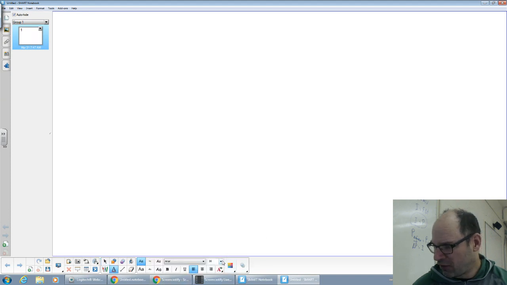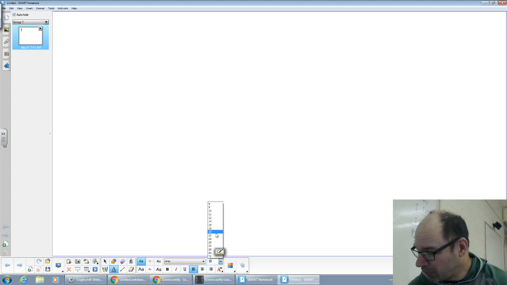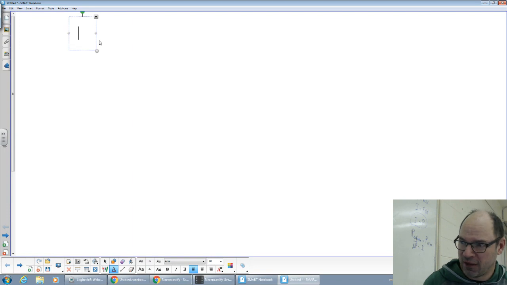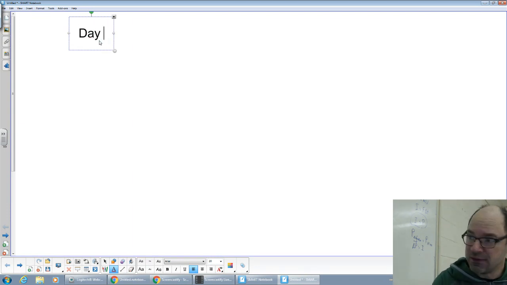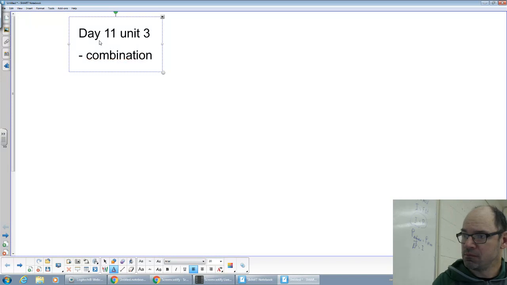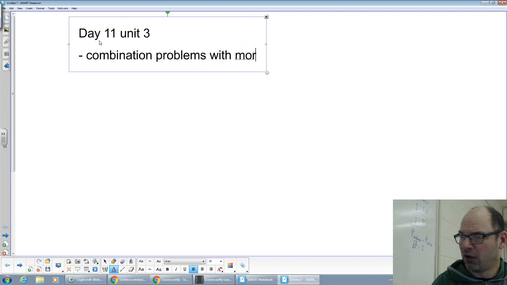So let's type that in here on day 11 of our probability unit and counting unit, still in the counting section. Okay, so this is day 11, unit 3. And today we're going to be looking at combination problems from two sets. It's not three sets, but only two sets of objects.